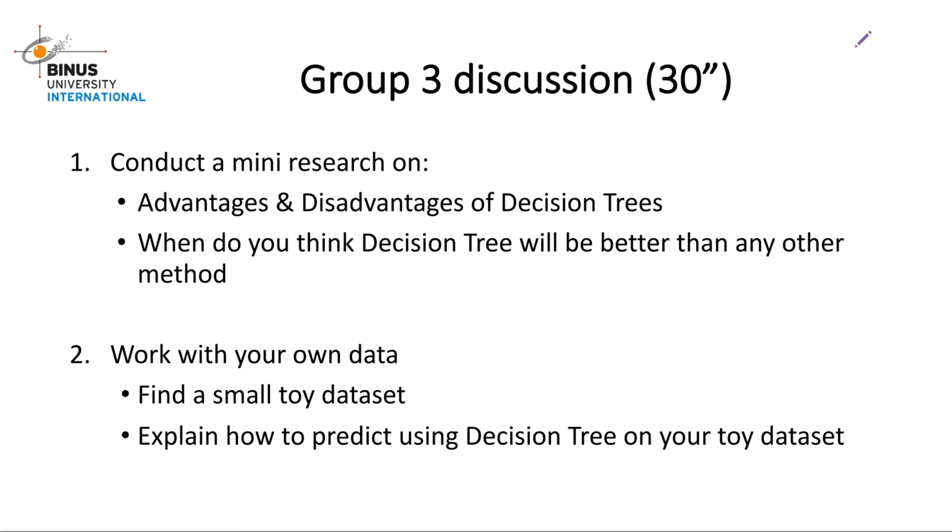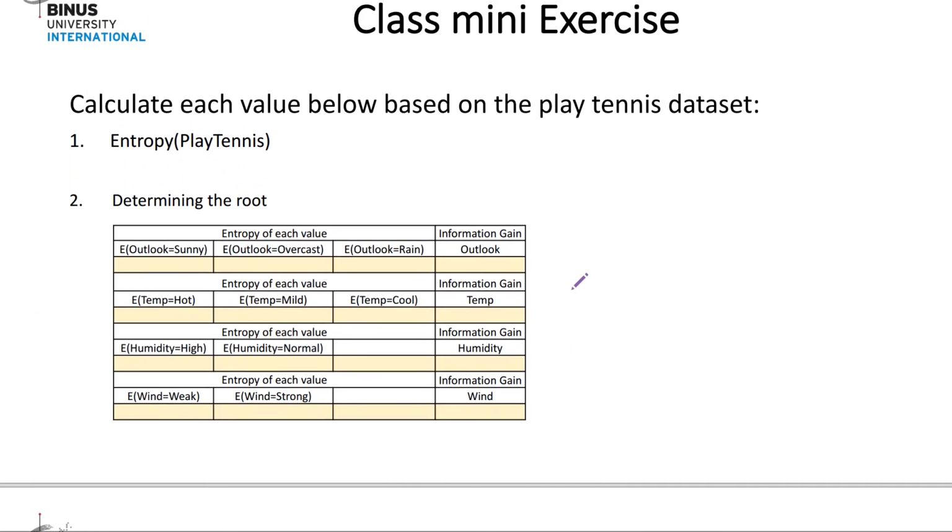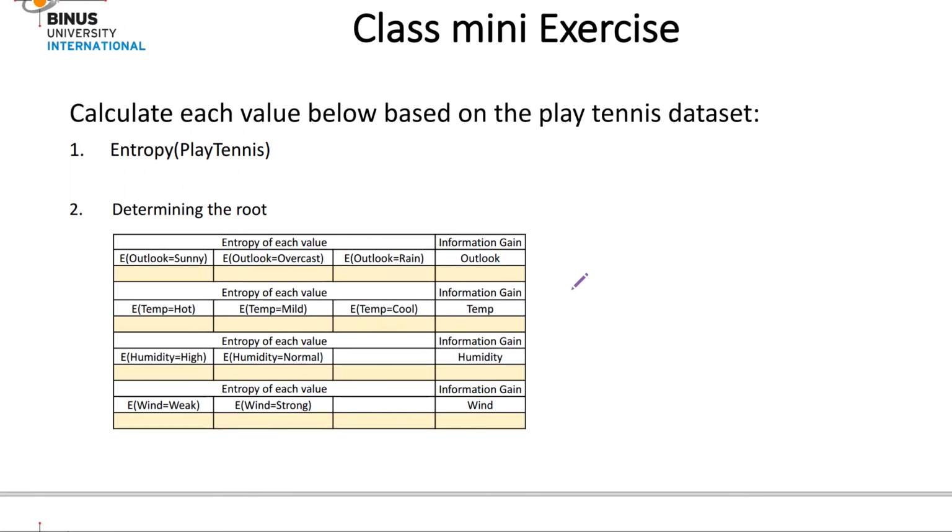So this is the discussion. Conduct a mini research on advantages and disadvantages of decision trees. When do you think a decision tree will be better than any other method? And then work with your own data. Find a small toy dataset to explain how to predict on a decision tree using your toy dataset. And this is your class mini exercise using the play tennis dataset.